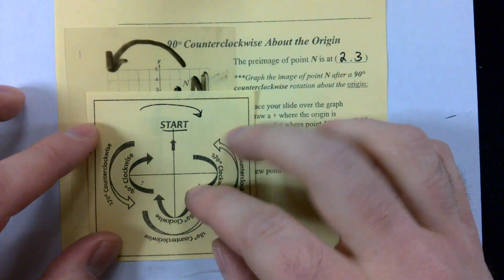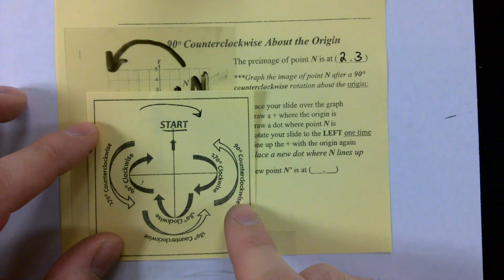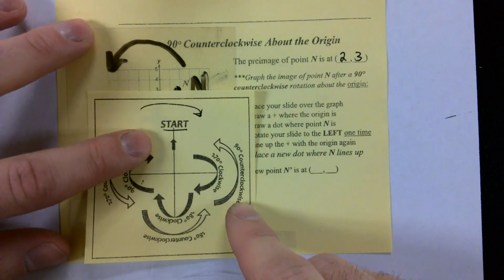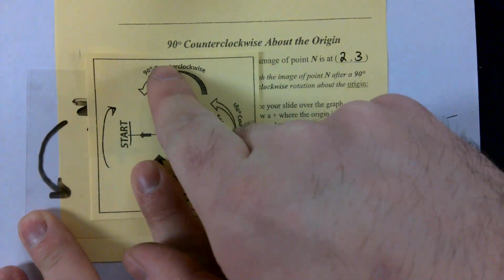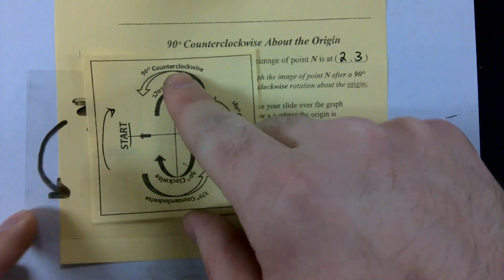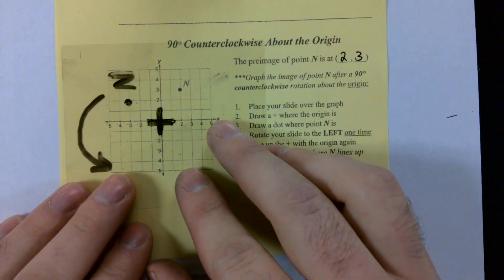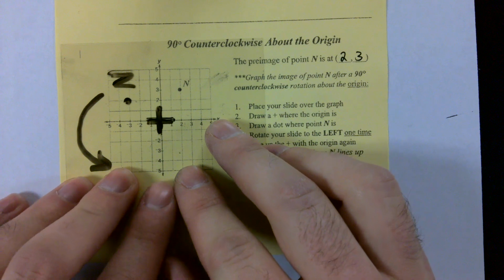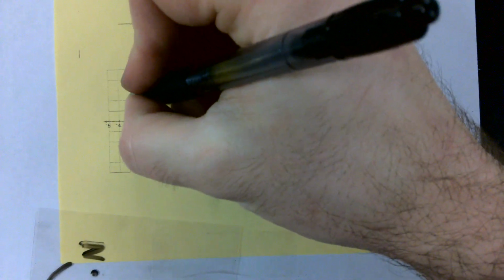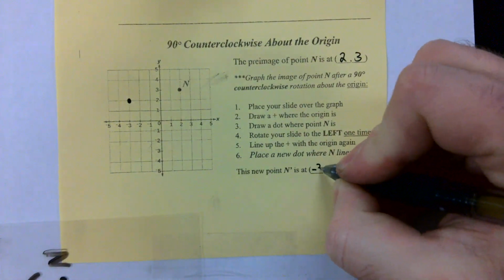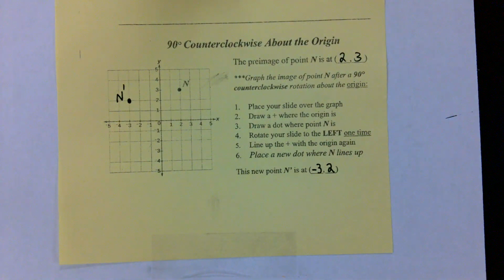So if we have our slide here, right, we want to rotate this until we see 90 degrees counterclockwise on top. We can take both of these and turn them like that. All right, 90 counterclockwise is on top. That's the rotation I did. Now we just have to line this plus back up, and boom. That's where our new point is going to go at -3, +2. And we can call that new point N prime.